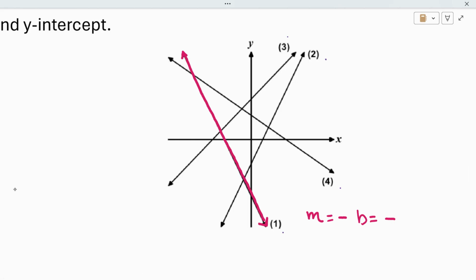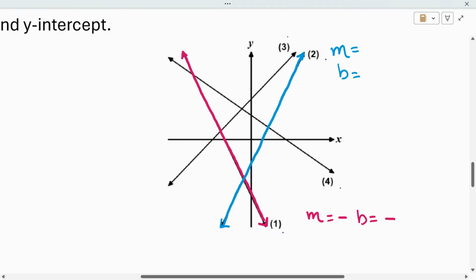Okay. Let's look at line number 2, which is this line right here. When I look at line number 2, what can you tell me about the slope and the y-intercept, Owen? They're both positive. Does my graph cross the y-axis at a positive number? No. So what's positive? The slope. The slope is positive, but the y-intercept is? Negative. Okay, perfect.